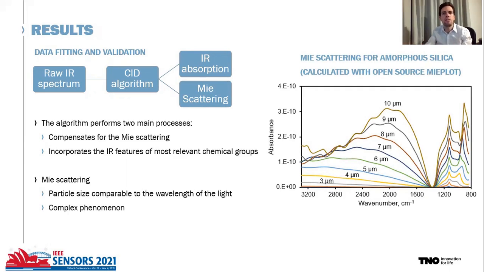In this figure, an example of Mie scattering of amorphous silica is shown for different particle sizes, as calculated with the open source application MiePlot. Our algorithm is capable of compensating for the Mie scattering effects and includes the IR absorption features obtained from the previous calibration process.